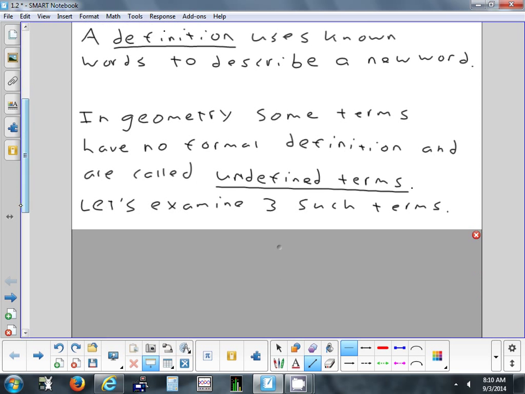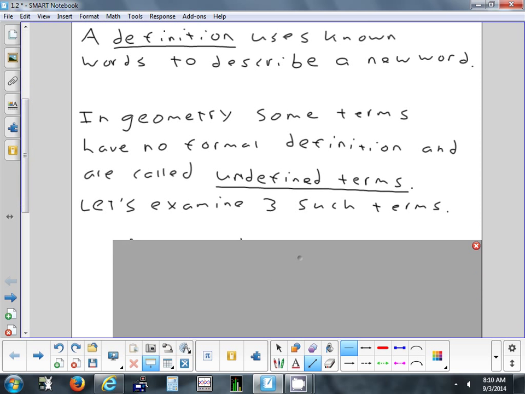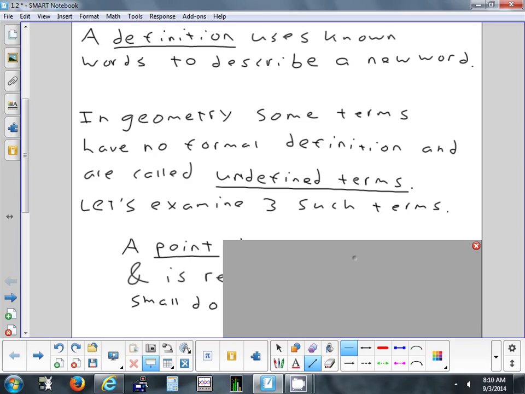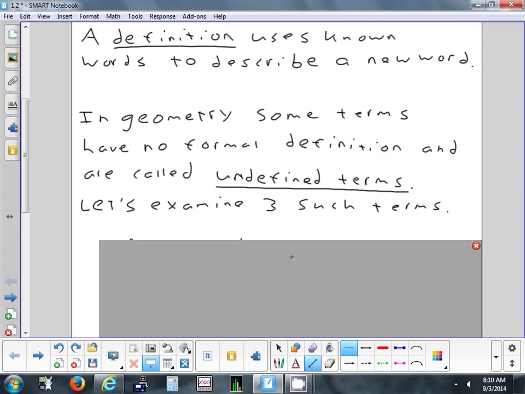The first term we're going to look at is called a point. Anybody know how to explain what a point is in geometry? A point. I'm going to try to explain it, but it's tough. It's not easy. Any given spot in a plane. All right, so it's a given spot. So you're talking about a location. That's pretty good.